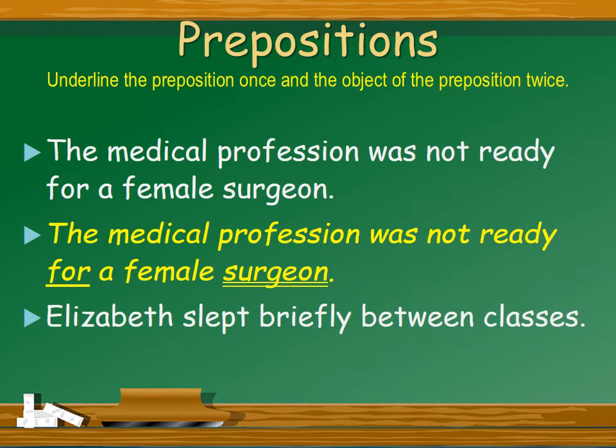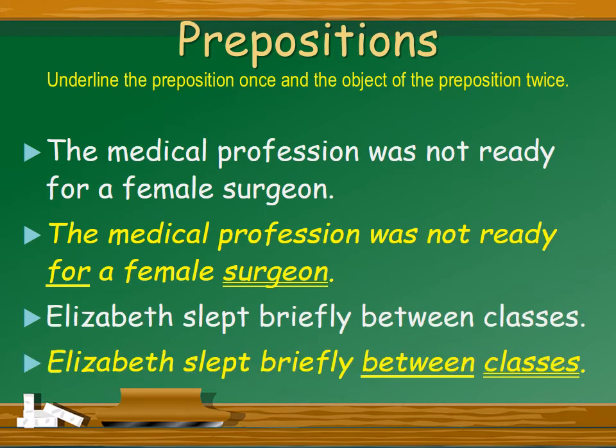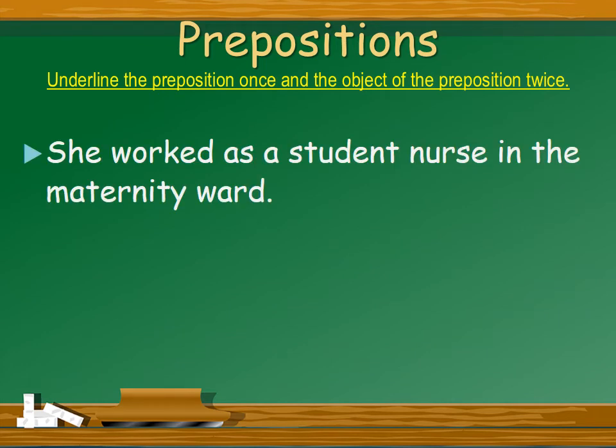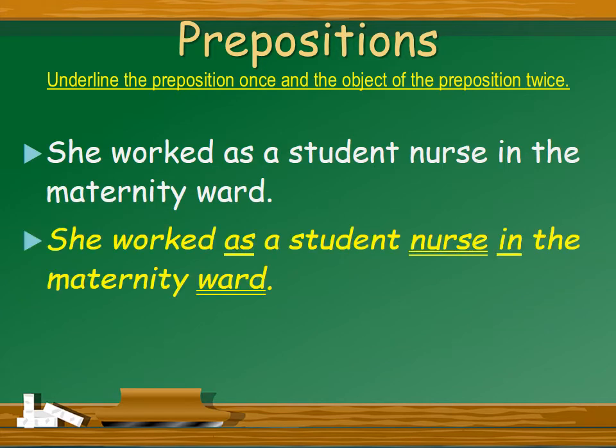Elizabeth slept briefly between classes. Between classes is the phrase. Between, the preposition, and classes, the object of the preposition between. She worked as a student nurse in the maternity ward. We found two prepositions here, as and in. And the objects of the prepositions are nurse and ward.